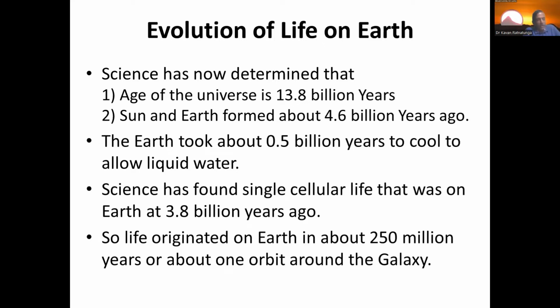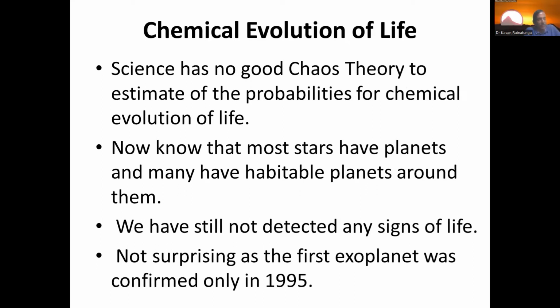But we know that cellular life forms have been formed on Earth 3.8 billion years ago. So life originated on Earth in about 250 million years, or about one orbit around the galaxy. Now we have another problem, which is that how did life originate, chemical evolution of life happen in just 250 million years?